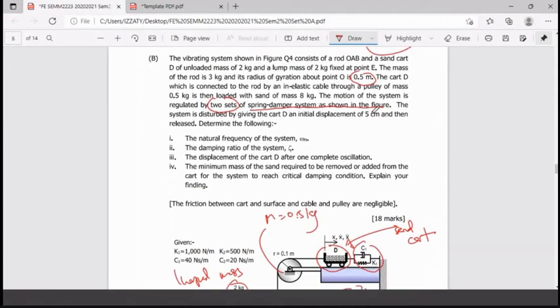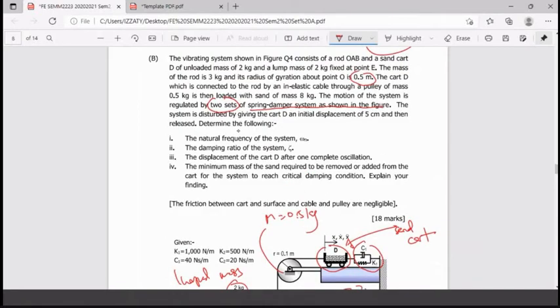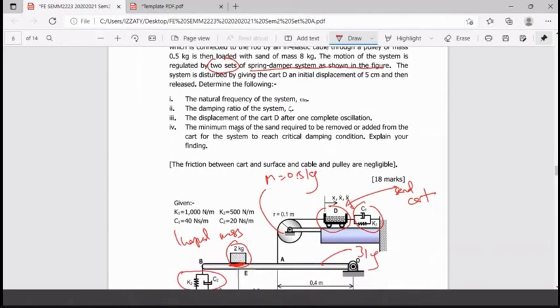Then what else? The system is disturbed by giving the cart an initial displacement. You move the system by x dot, x double dot. Initially, it's in the equilibrium condition. As you disturb the cart, it will be oscillating, isn't it? It will move back and forth, isn't it?